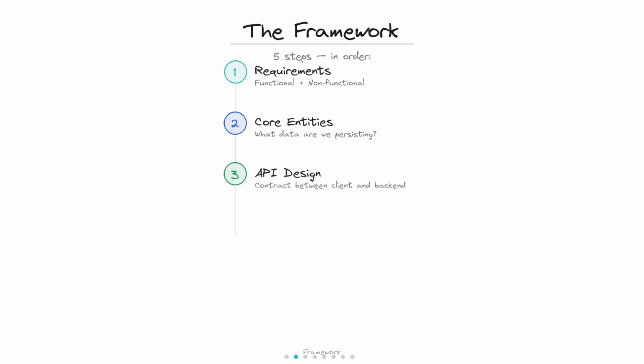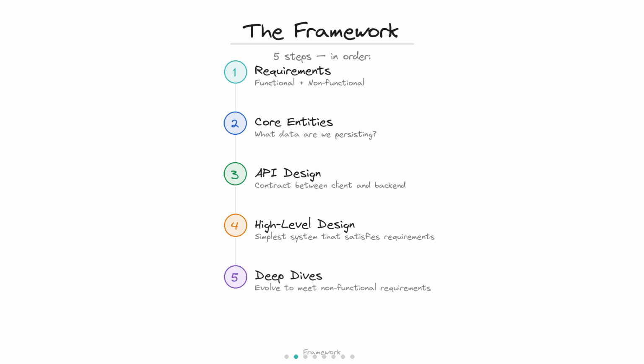Step 3. API design. What's the contract between the client and the backend? What endpoints do we expose and what do they return? Step 4. High-level design. We build the simplest version of the system that satisfies our functional requirements. No optimization yet, just get it working on paper. Step 5. Deep dives. Now we evolve the design to meet our non-functional requirements one by one. This is where the real interview happens.